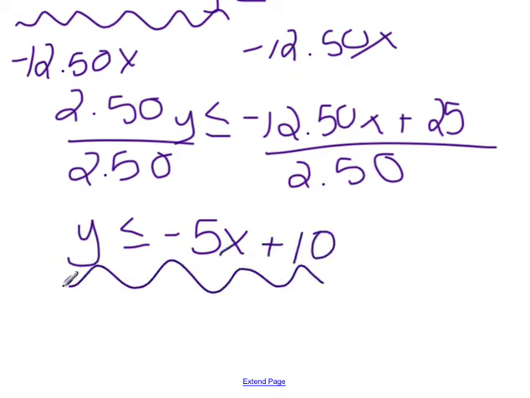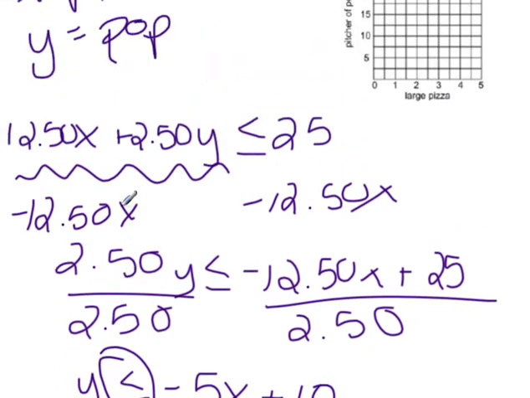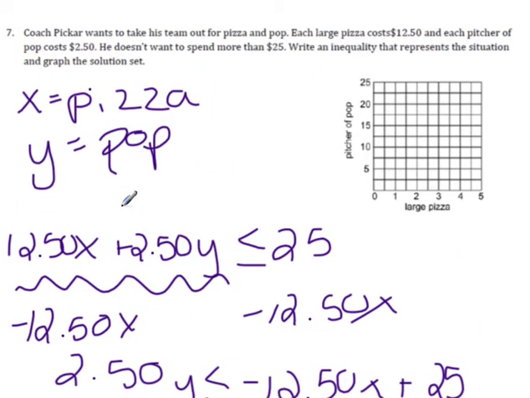So this is the equation that we are going to graph. So I know I'm going to have a solid line and I'm going to be shading down. So let's go ahead and take a look. We're crossing the y-axis at 10, which is here. And then our slope is negative 5, which is the same as negative 5 over 1.